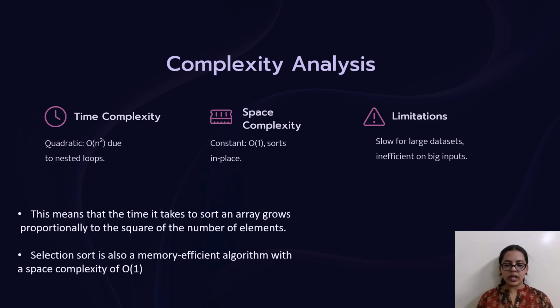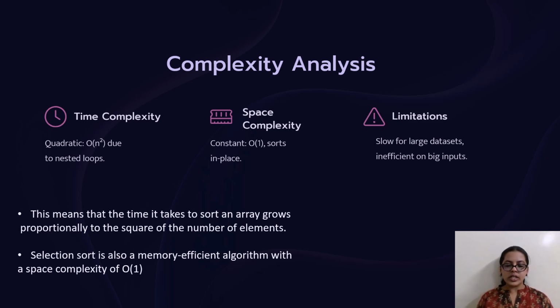Why big O of n square? The outer loop runs n times. The inner loop runs n minus i minus 1 times for each outer iteration. Therefore, total comparison is n minus 1 plus n minus 2 up to 1, which is equal to n times n minus 1 by 2, which is equal to big O of n square. Space complexity is big O of 1.